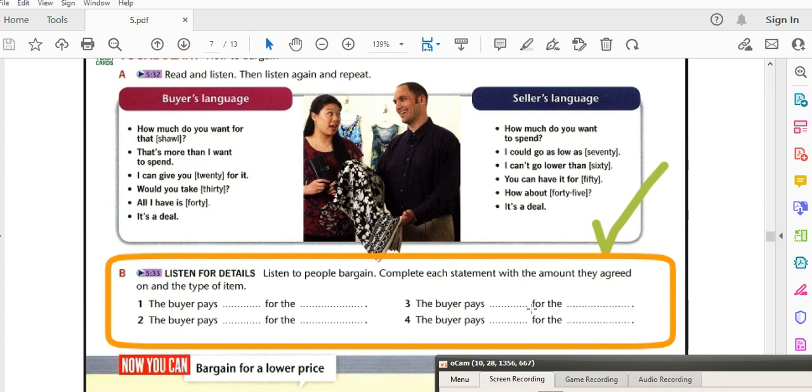Conversation 3. How much is that bowl? The big one? That's right. How much do you want to spend? I can give you 20 for it. How about 25? Sorry, all I have is 20. There's an ATM right around the corner. There is? Okay, it's a deal.